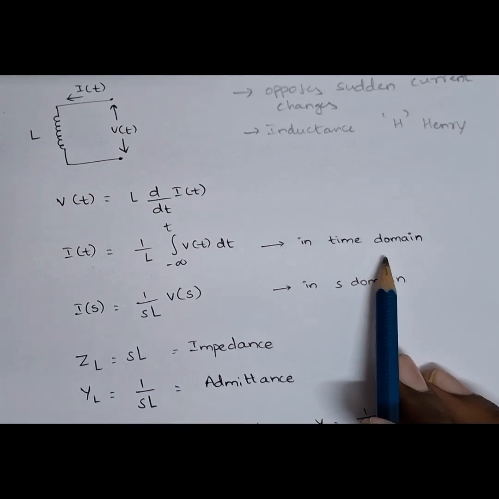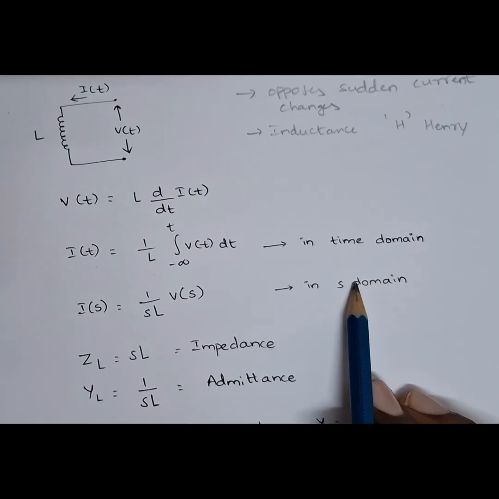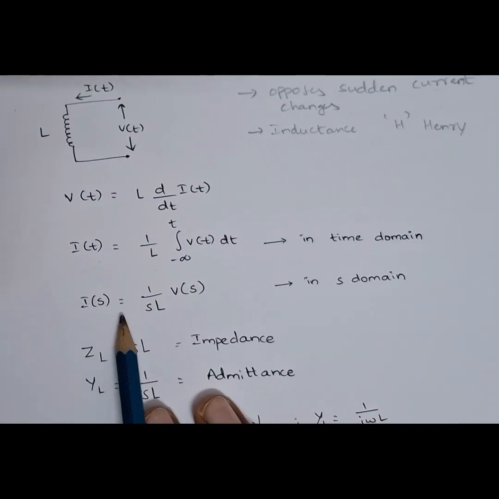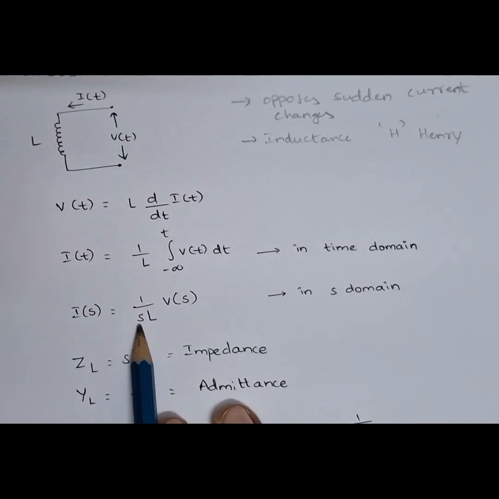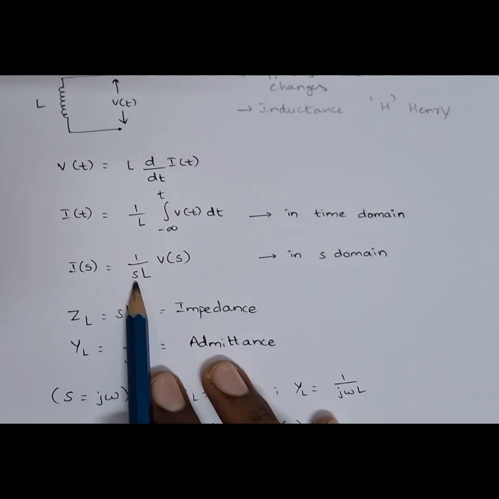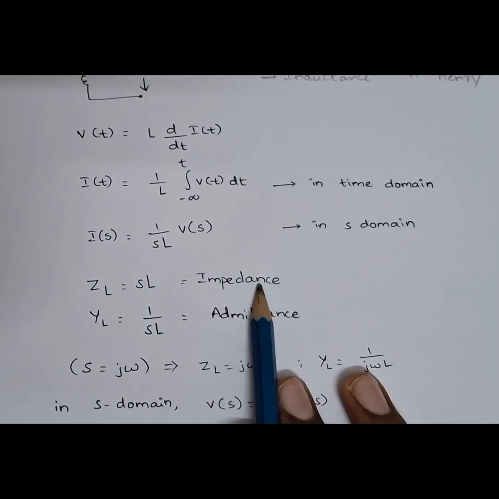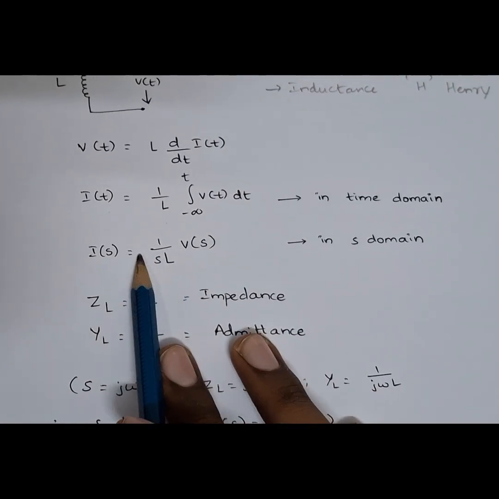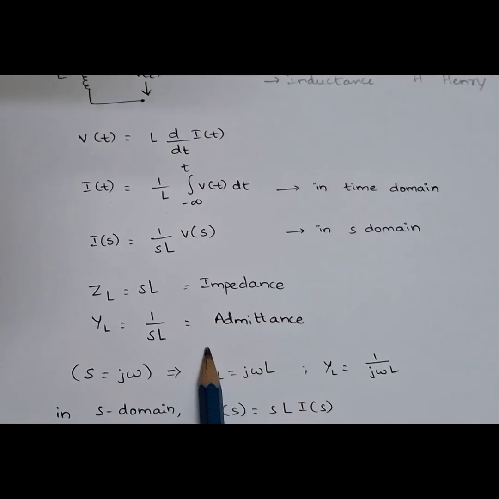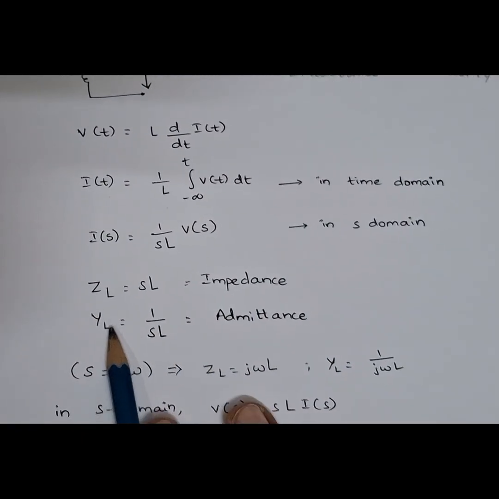This is in time domain. If we convert this into frequency domain or S domain, it will be I of s equals 1 by S L into V of s, where L is the inductance and S is the constant for S domain. Also we have impedance. Impedance is denoted as ZL, which is equal to S into L. So this SL is called impedance, and admittance is just a reciprocal of SL, which is denoted by Y of L.